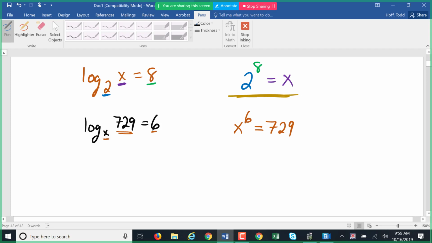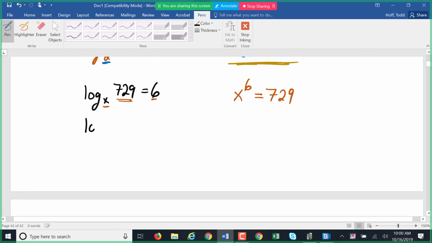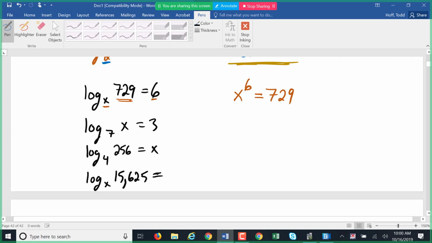So in your notes, I want you to convert these. Log base 7 of x equals 3. Log base 4 of 256 equals x. And log base x of 115,625 equals 6. Convert those into their equivalent exponential form quick.